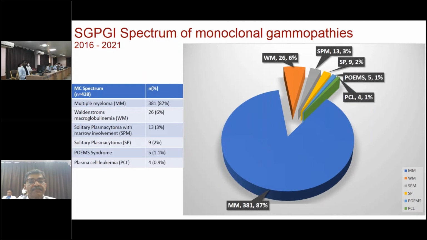monoclonal gammopathies encompass a wide spectrum of disorders ranging from an asymptomatic presentation like MGUS to a very aggressive presentation like plasma cell leukemia. Since we are a tertiary institute, we actually see the tip of the iceberg of these monoclonal disorders, wherein patients either present to our department primarily or are referred via other treating departments like nephrology, neuromedicine, and radiotherapy. Multiple myeloma is the most common disorder that we encounter in our department, followed by Waldenstrom's macroglobulinemia, solitary plasmacytoma, with and without marrow involvement, and POEMS syndrome and plasma cell leukemia contributed the least.